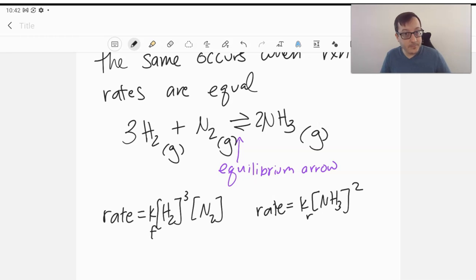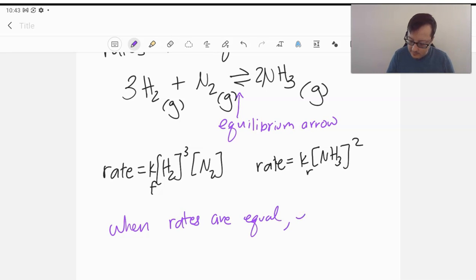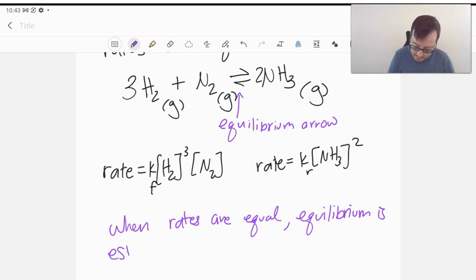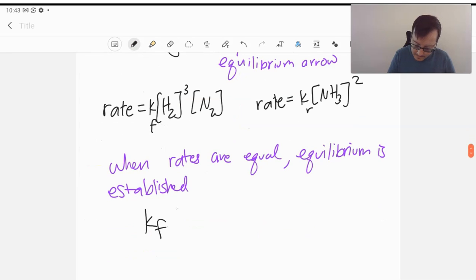At equilibrium, which is the state at which nothing changes, that's when our in rate and out rate are the same for the water tank. And we're going to see that for a chemical reaction, when the rates are equal, equilibrium is established. That means at equilibrium that these two are equal to each other.